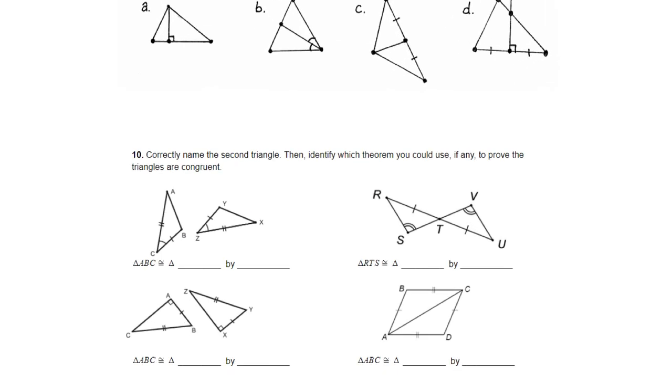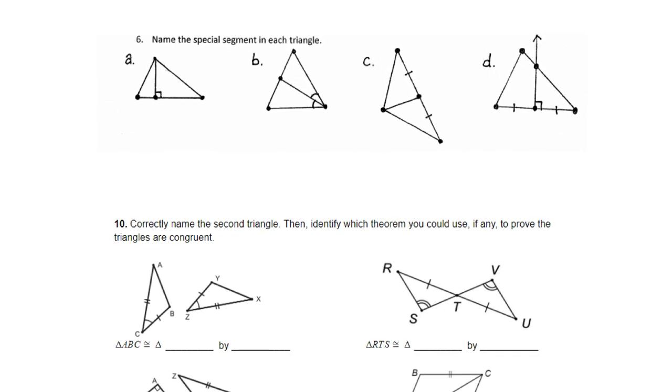Okay, the next slide says, name the special segments. So this first one, A, it's a line that's dropping from the vertex straight down to give me a 90-degree angle. So this is an altitude. It's not a bisector, it just drops down. This is basically the height of the triangle. Okay, so that's the height of the triangle.